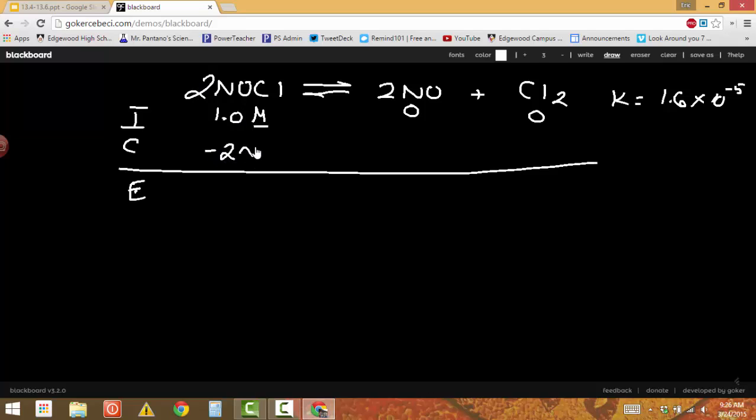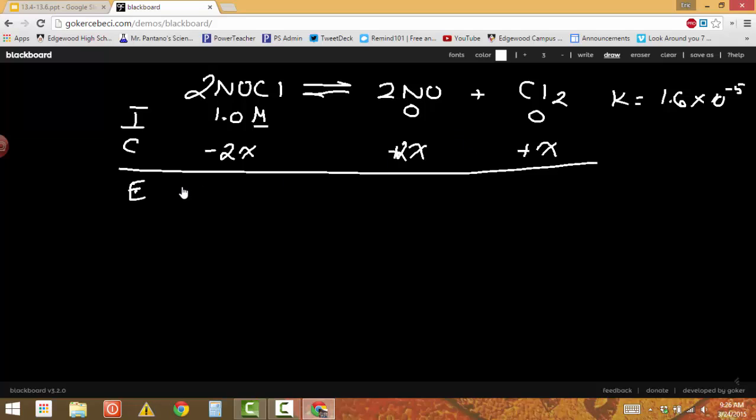by 2x. And the reason I'm going to do that is because this is a 2 to 1 for chlorine, I'm going to say that for every 2 moles of NOCl that decrease, 1 mole of Cl2 will be produced. So it just makes it so I don't have to use fractions in here. So this is going to go down by 2x. The NO is going to go up by the same amount, 2x. And Cl2 is going to go up by only half of that, because it's 1 mole to 2 moles.